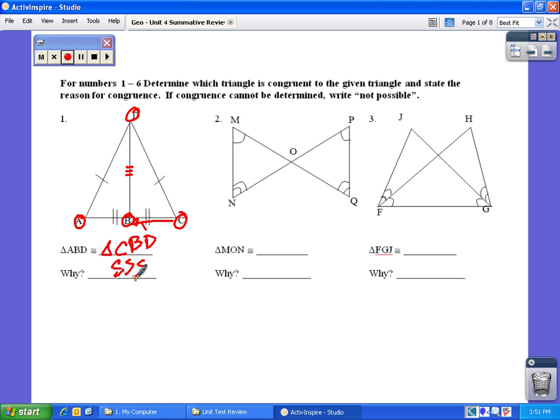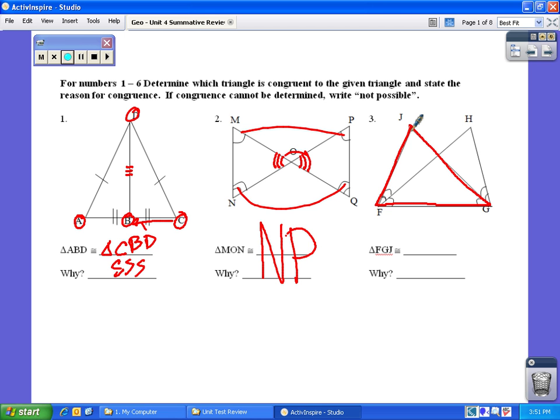For the second one, I do know that angle MON is congruent to angle QOP by the vertical angles congruence theorem. However, angle is not a valid theorem, so it's not possible. The next one, you have to pretend that the two triangles are not overlapped.